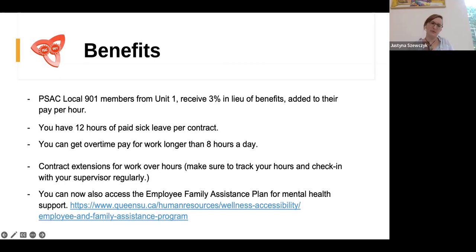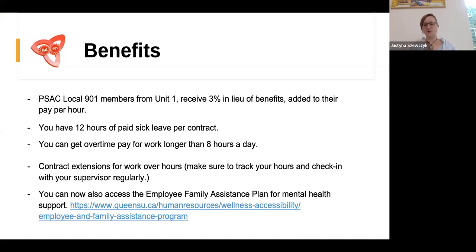And another thing that is also important and related to hours is that if for any reason you work longer than 8 hours a day, and that probably can happen at different departments depending how the grading system works, what is the exam load, because it really varies from department to department, or faculty to faculty. But if it happens that you work longer than 8 hours a day, you're entitled to get overtime pay. So again, back to my mantra, track your hours, track your hours, track your hours.